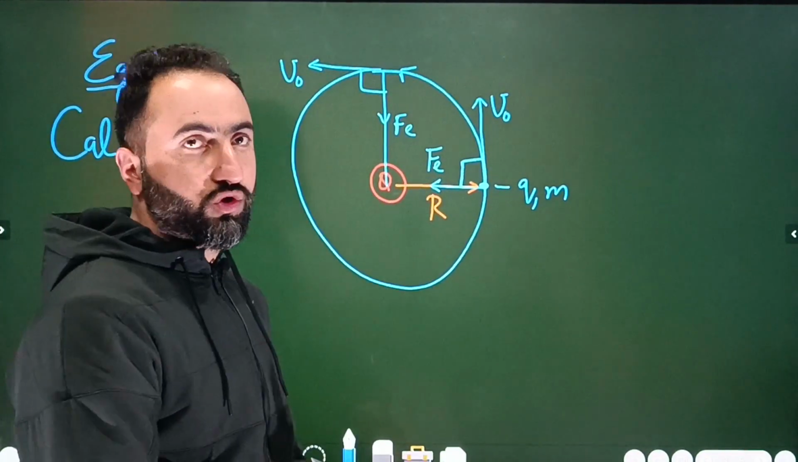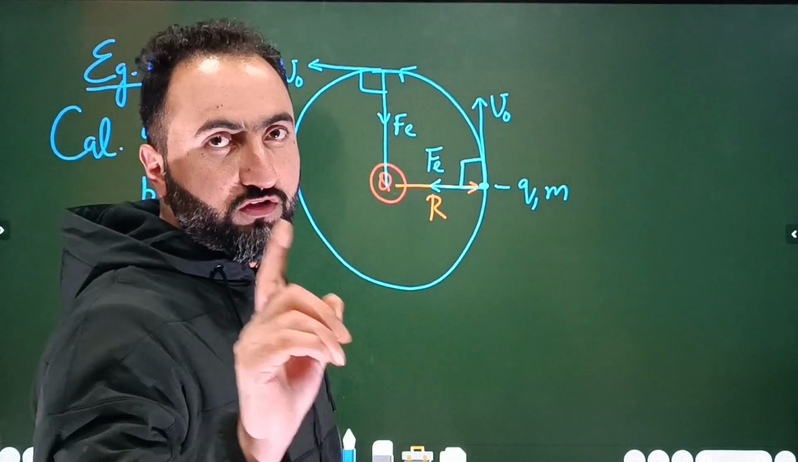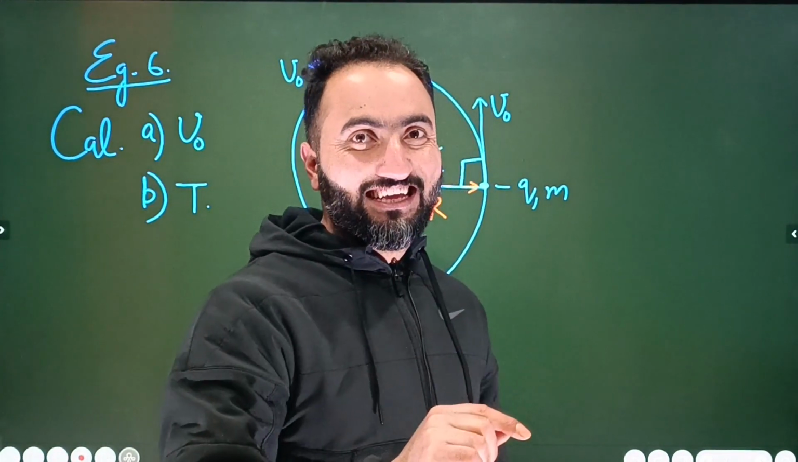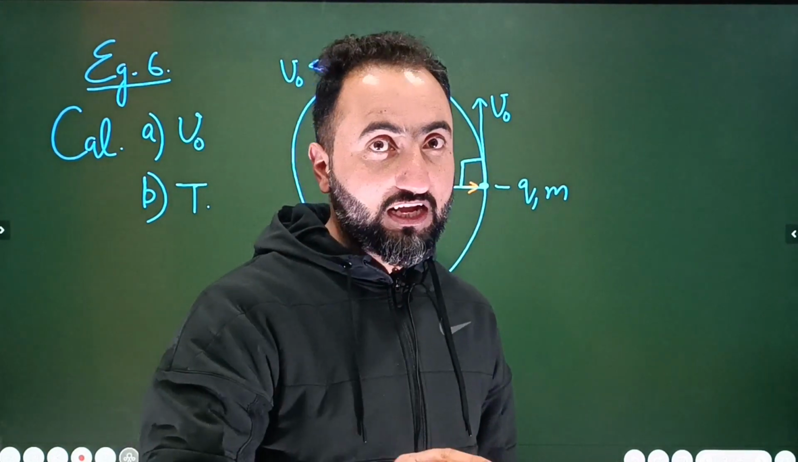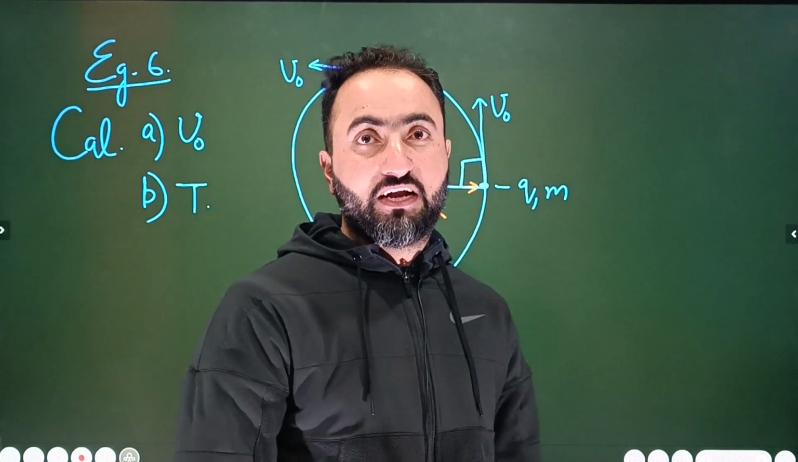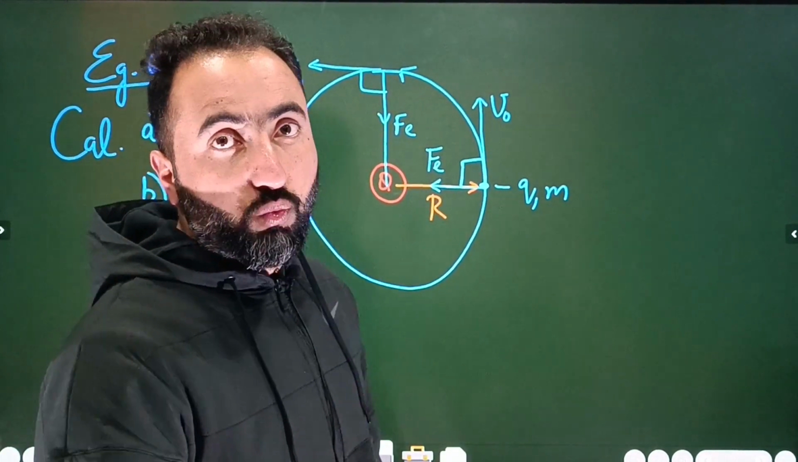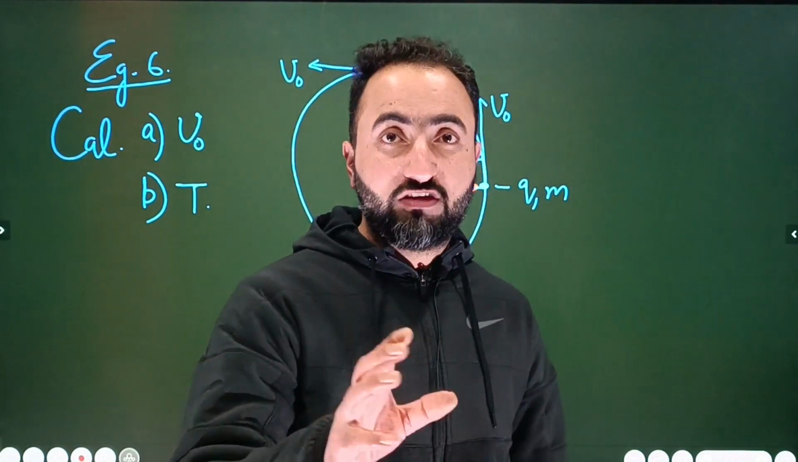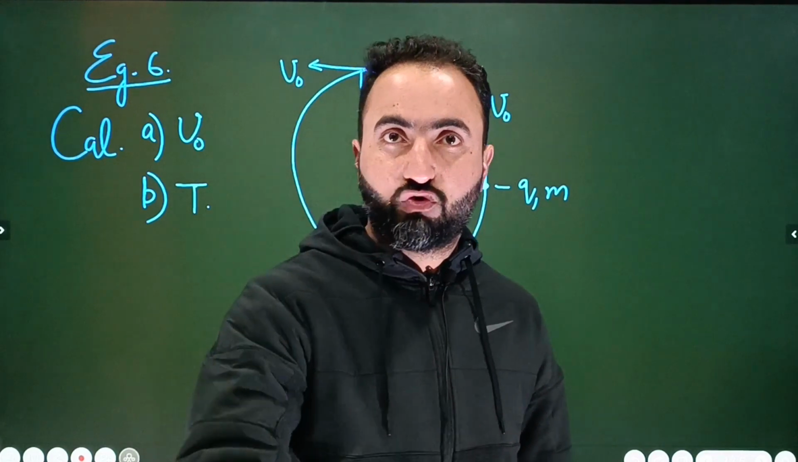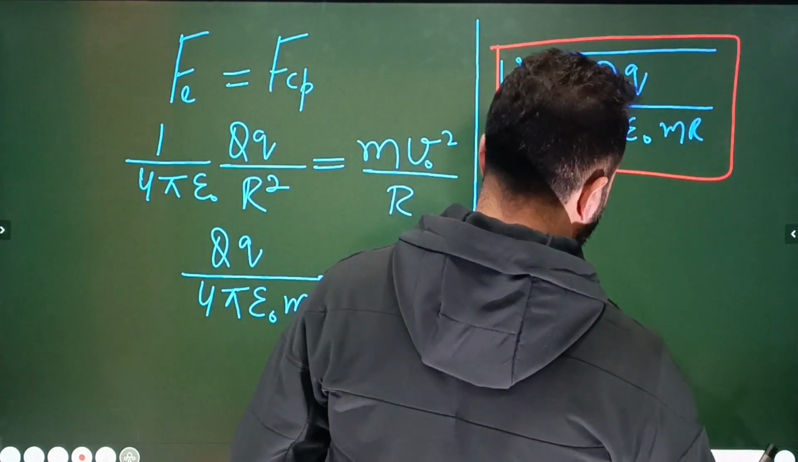It is a uniform circular motion because this electrostatic force will always be perpendicular to the velocity of the particle. This electrostatic force is going to change the velocity of the particle, but it's not going to change the speed, because they are mutually perpendicular. If you are asked what is the work done by this electrostatic force, the answer will be zero. Power delivered by the electrostatic force will also be zero.